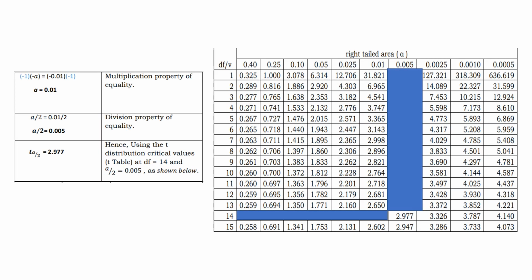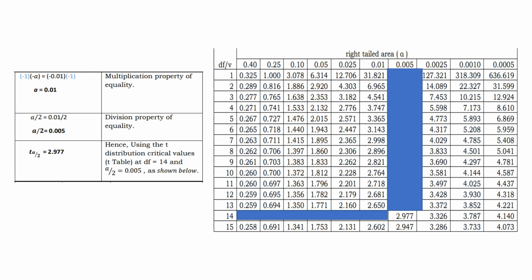So then we have negative a equals negative 0.01. To eliminate the negative sign, we have to multiply both sides of the equation by negative 1. So by multiplication, we have a equals 0.01. Then we have to divide both sides by 2. And 0.01 divided by 2 is equal to 0.005. So this value is the critical area. Okay. And then using this value, we have to find the t value. Given the degrees of freedom 14 and the area alpha over 2 is 0.005, then the t value is equal to 2.977.